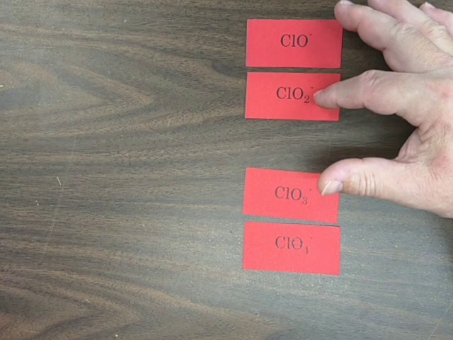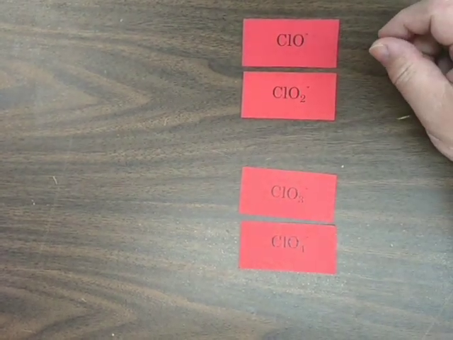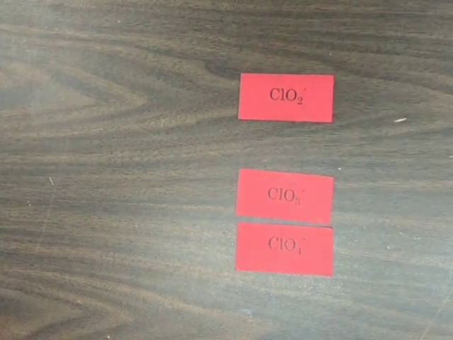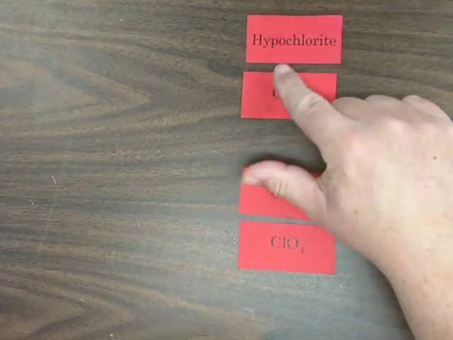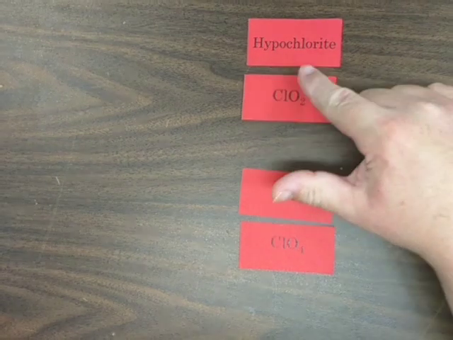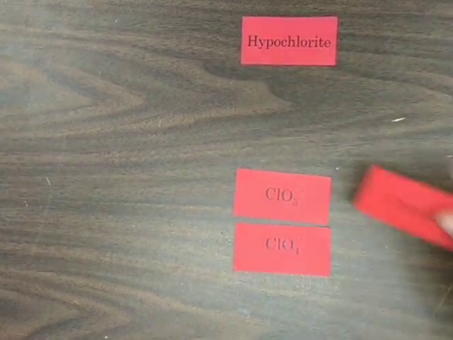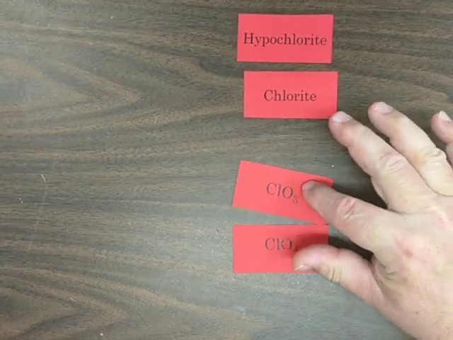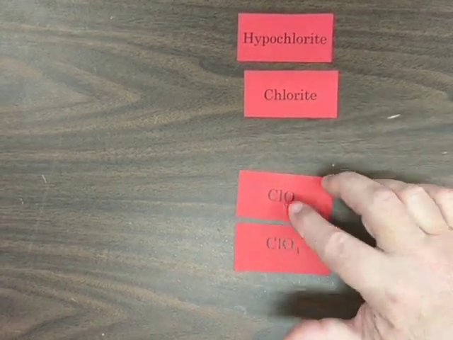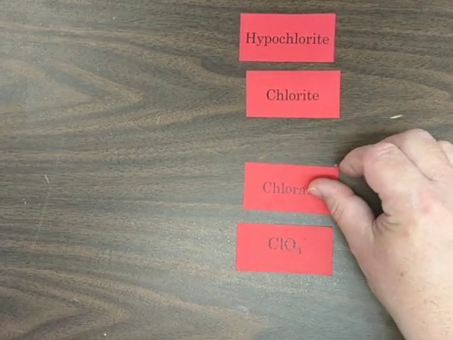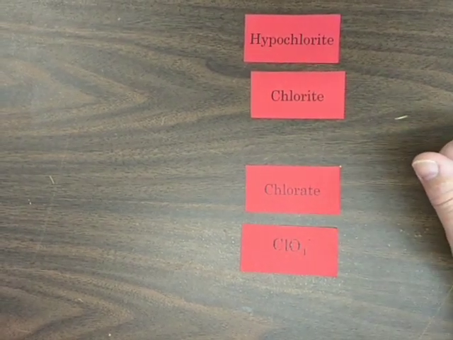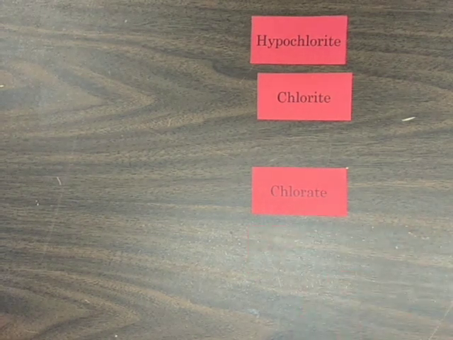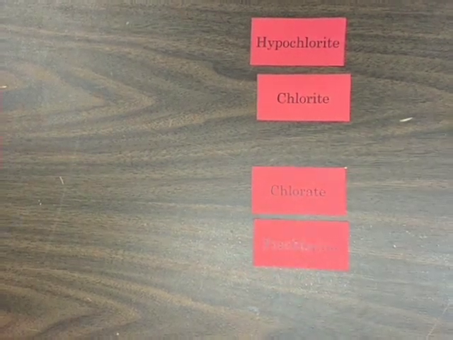How to tell them apart is going to be a prefix. So the one with the fewest oxygen is going to get the prefix hypo in front of it, hypochlorite. So then this next one is just regular chlorite. Now we've got 2 that are going to have the ATE ending. So ClO3 is just going to be chlorate. And ClO4, this has the most oxygen. It's going to get a prefix in front, perchlorate.